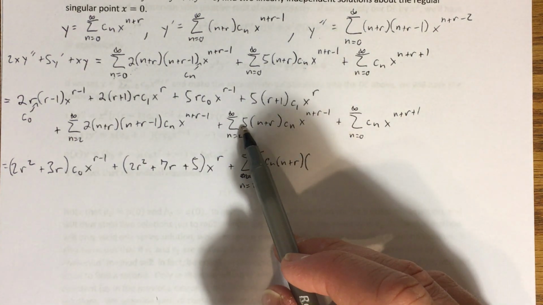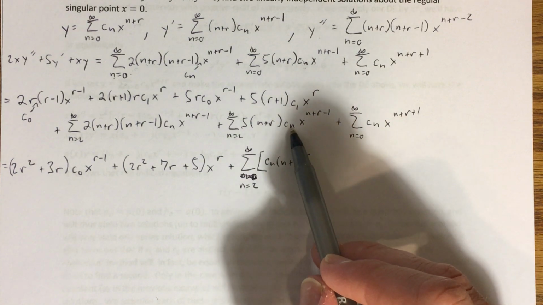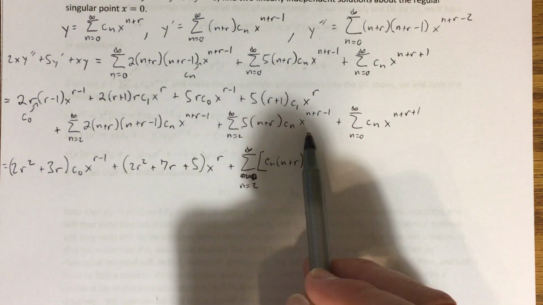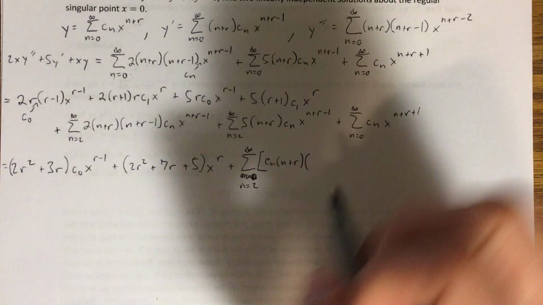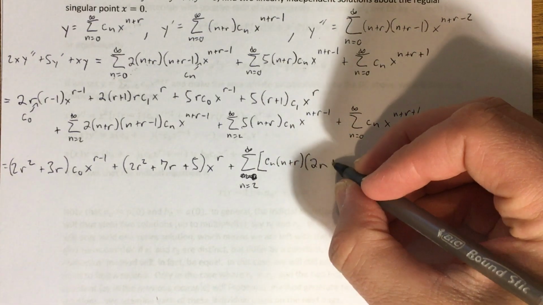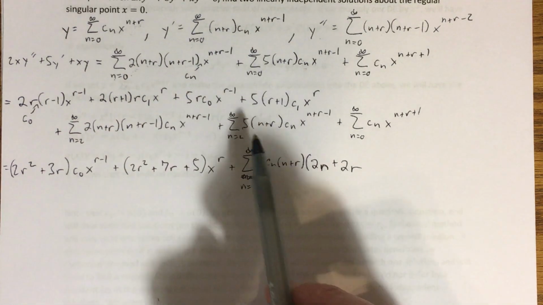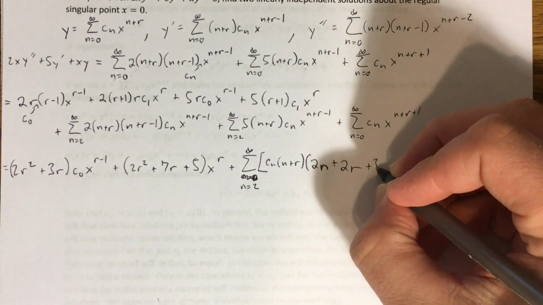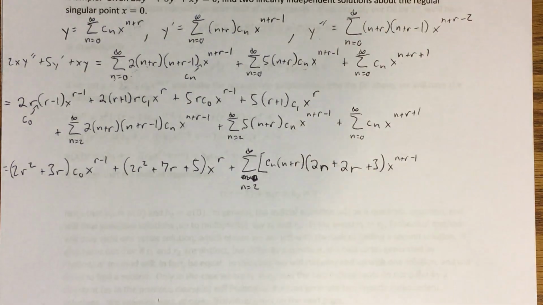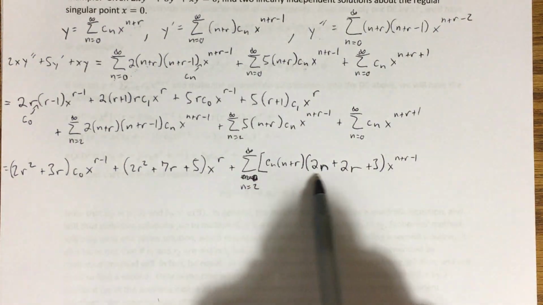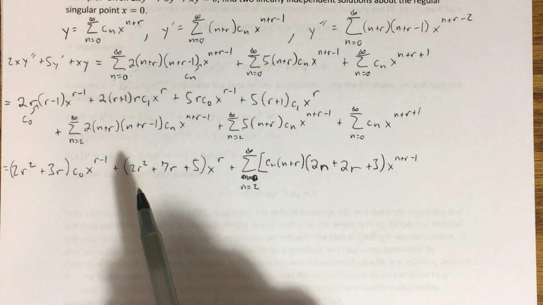Notice also I have this 5, which is all that's left after I remove the n plus r and the cn. I'm also going to remove the x to the n plus r minus 1 as well. So basically what that leaves me with is this 2n plus 2r minus 2 plus 5, so that's plus 3. And then the x to the n plus r minus 1 I'll bring out to that side. Okay, so this is what it looks like if I combine these two series and then factor things accordingly.